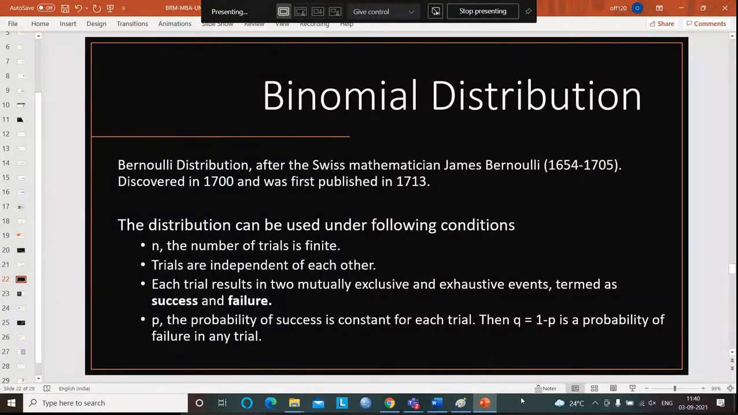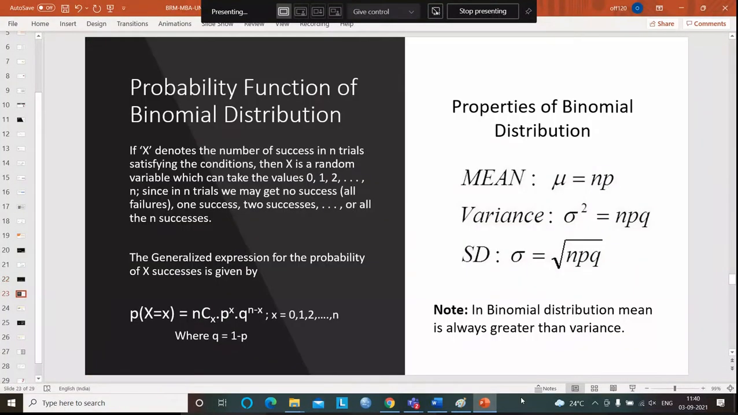And the probability function of binomial distribution is P of x is equal to nCx into p power x into q power n minus x, where x ranges from 0 to n. Because out of n number of trials, we may get a success or we may not get a success. But success and failure always go together. So sometimes we might not have a success, so x becomes 0.